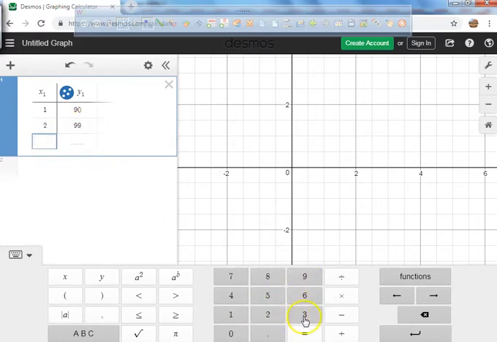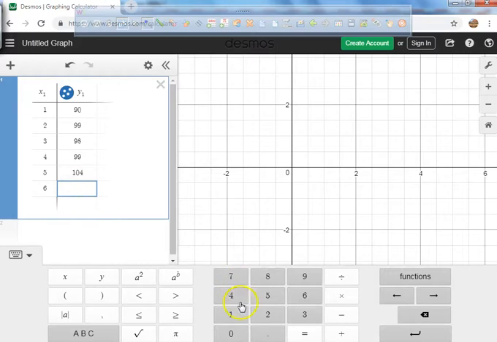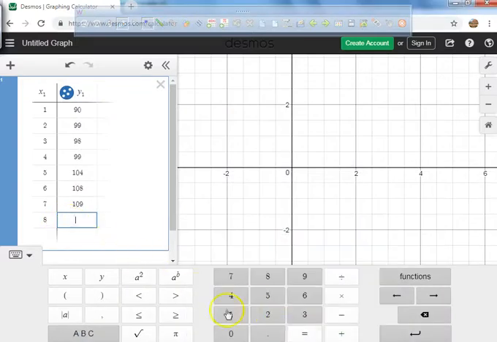Okay? Give me what? 3? 98. 4? Okay. 99. 5? 104. Okay. 6? 108. Alright. And 7? 109. 8? 110. Yeah, 9, 112. Alright, now this is the part you guys need to remember.